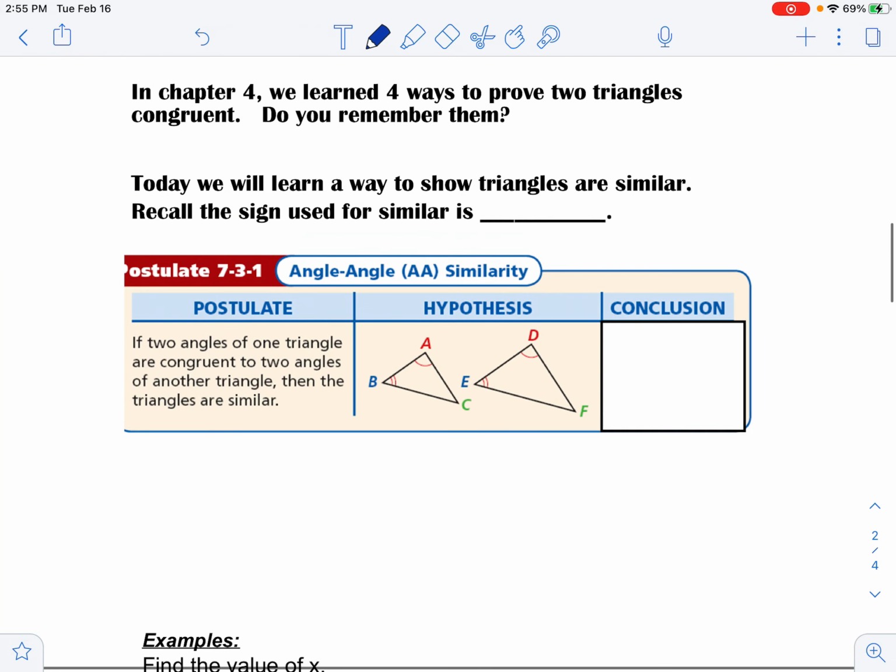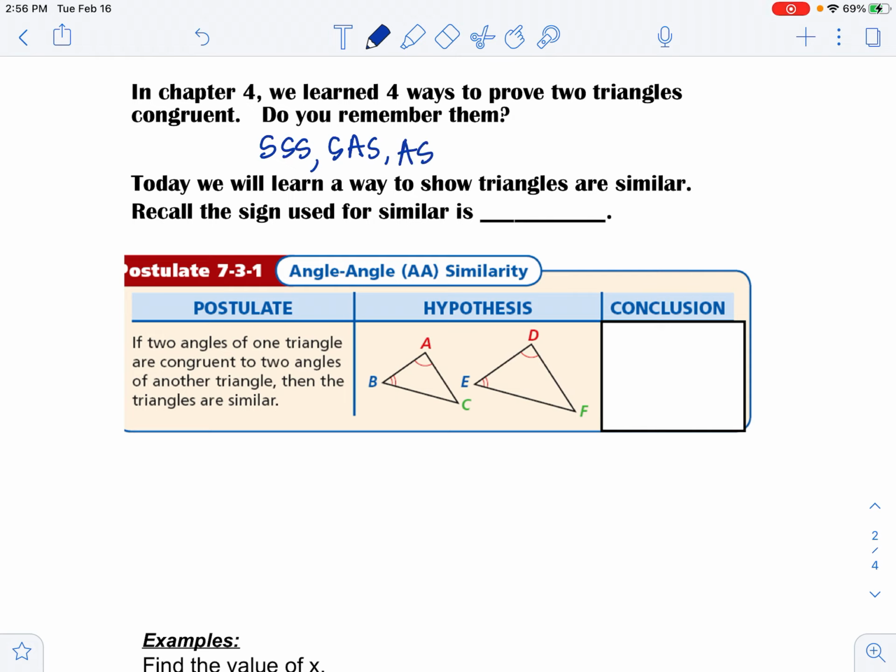Okay. All right. So in chapter 4, we learned this is the new stuff added on, but it's not overcomplicated. So just pay attention, and I think it'll be an easy transition here. In chapter 4, we learned 4 ways to prove two triangles congruent. Do you remember them? Pause the video, see if you can list all 4 ways. If not, I'll give you a hint as to which one of them is.